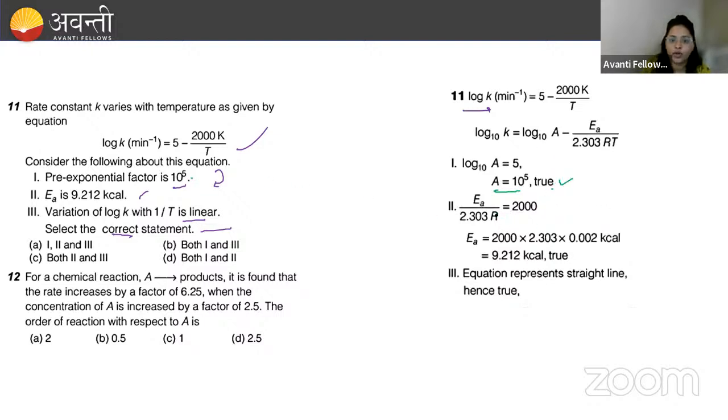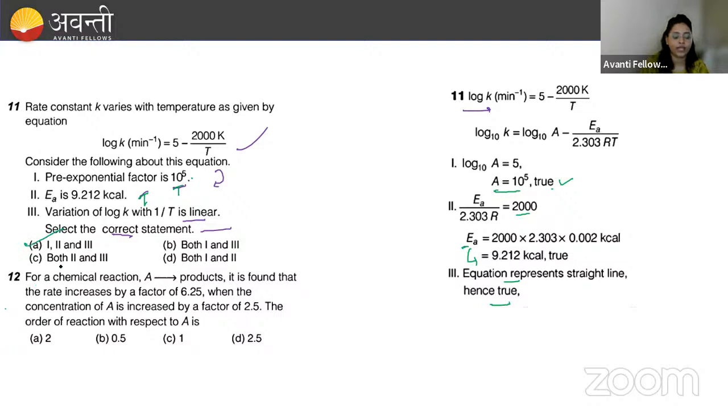Next statement, Ea by 2.303 R is equal to 2000. Just doing this calculation, you will find the Ea value, that is 9.212 kilocalorie, and which is again true. Third is, variation of log k with 1 by T is linear. So this equation represents a straight line, and we know that it is a linear graph. So this is again true. So our options 1, 2, 3 are all correct, which means option A. All the 3 statements are correct. In which option are all the 3 statements present? Option A.